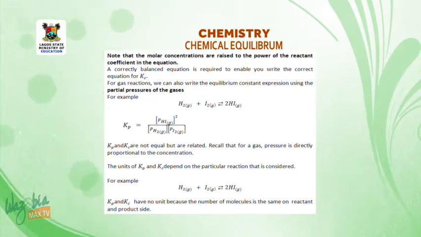For gases, we can also write the equilibrium constant expression using the partial pressures of gases. Now, in the above reaction, Kp, which we use for partial pressure, will be the partial pressure of hydrogen iodide raised to the power of 2 over the partial pressure of hydrogen multiplied by the partial pressure of iodine.